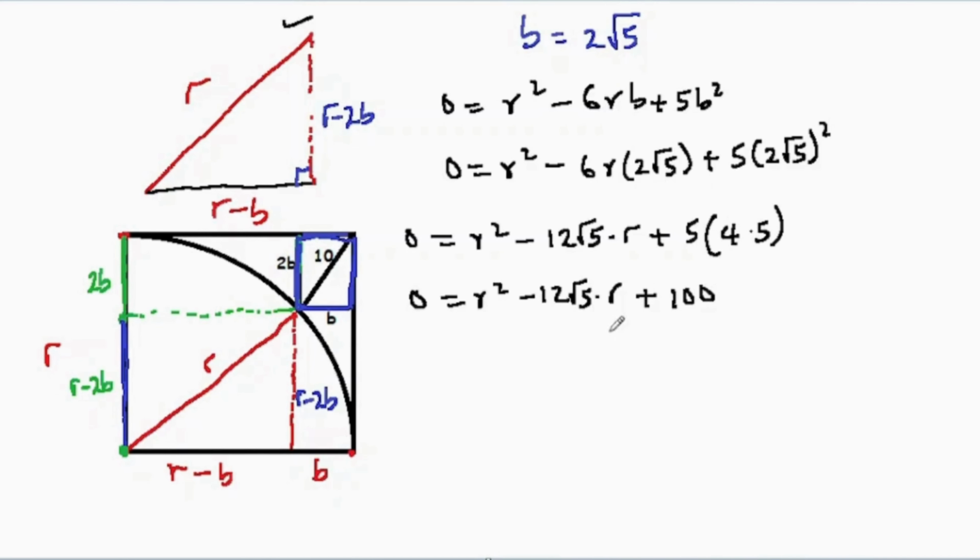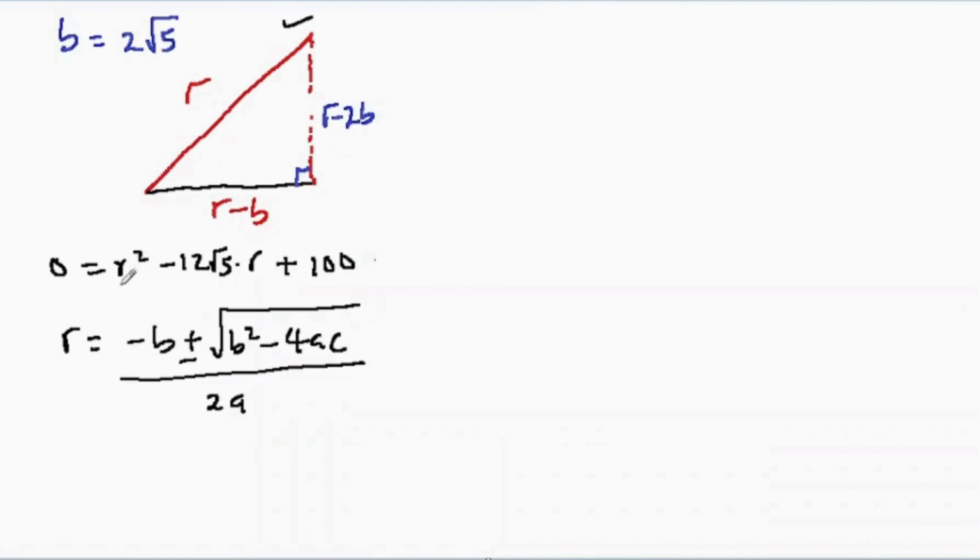So we have a quadratic equation. We're going to solve for r, and for the sake of convenience, we're going to use the quadratic formula. The coefficient of r squared is 1, so a is 1. The coefficient of r is negative 12 root 5, so b is negative 12 root 5. And c is 100. So we're going to substitute these values into the quadratic formula.